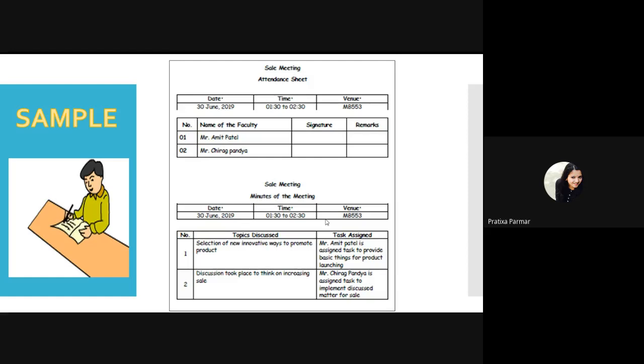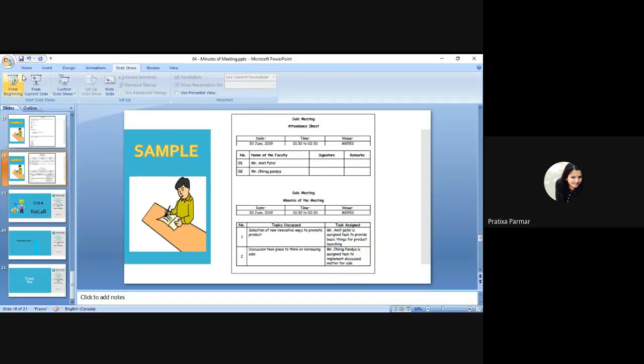You may have another column about remarks. If in case you have any remarks, you can mention that. So this is the ideal format that I have introduced to you. But as I told you, it may differ from organization to organization. So it depends where you're going to work in future, and accordingly you're supposed to maintain the minutes of the meeting.